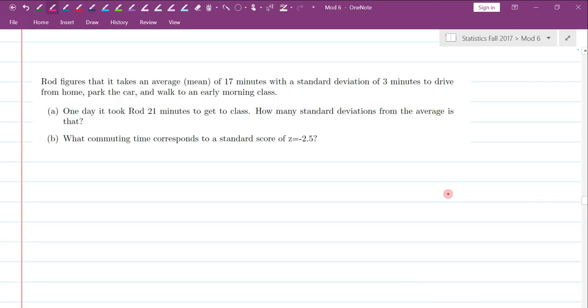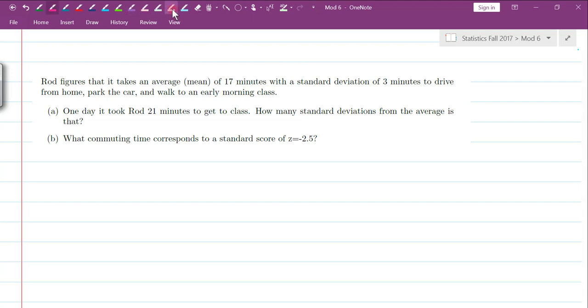Okay, let's work another example real quick. It says Rod figures that it takes on average, being the mean, 17 minutes with a standard deviation of 3 minutes to drive from home, park the car, and walk to an early morning class. On one day, it took Rod 21 minutes to get to class. How many standard deviations from the average is that? So let's just look at part A.